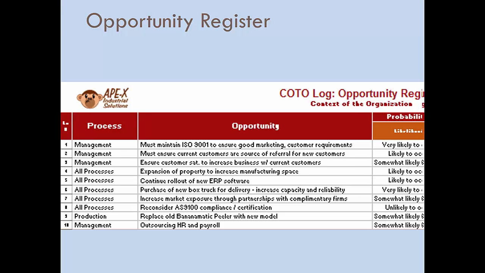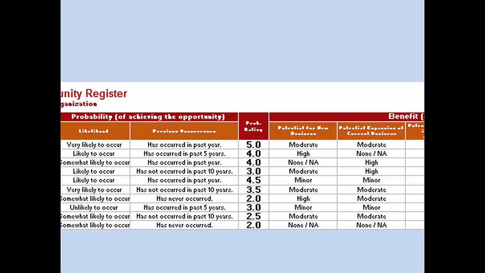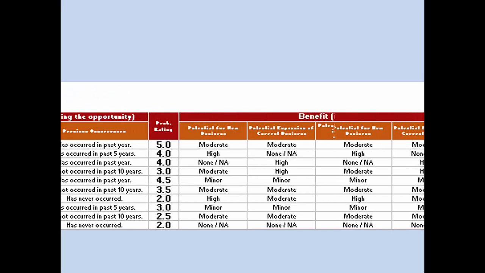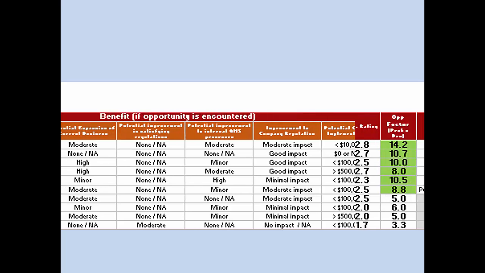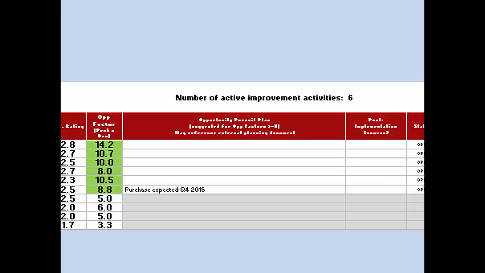You list your opportunity. You then calculate a probability. What is the probability of achieving that opportunity? And then what is the potential benefit? All right, and it takes in a few factors there. Is there potential for new business, potential to expand current business? Could it improve your compliance with regulations? Could it improve your internal QMS procedures or processes? Could it improve your company reputation? And what is the potential cost of implementation? Meaning that if it's low, then that's a good thing, right? And then that comes up with an opportunity factor.